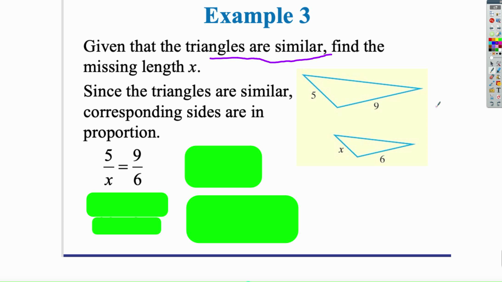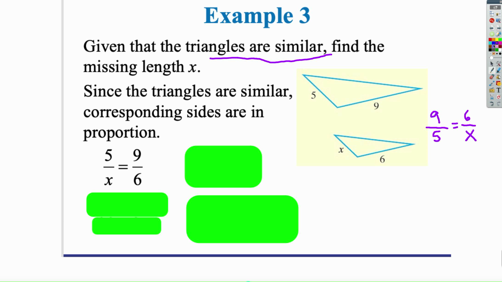I could also say something like 9 over 5. So if I decide to set it up this way, 9 over 5, I would have to equal that to 6 over x. So this is actually the same proportion. It just kind of depends on how you look at it. So notice I took the right over the left equals the right over the left.